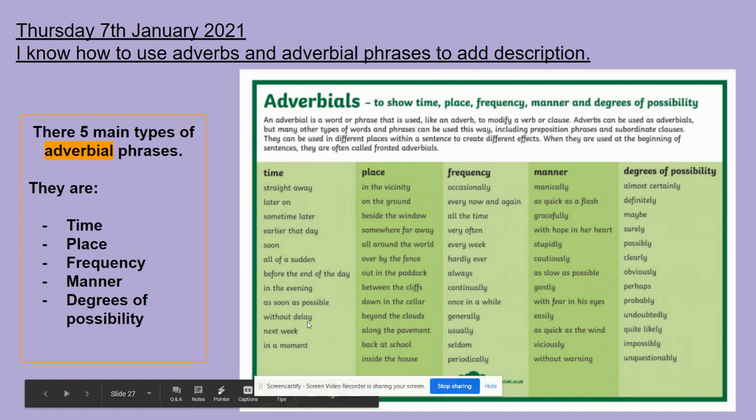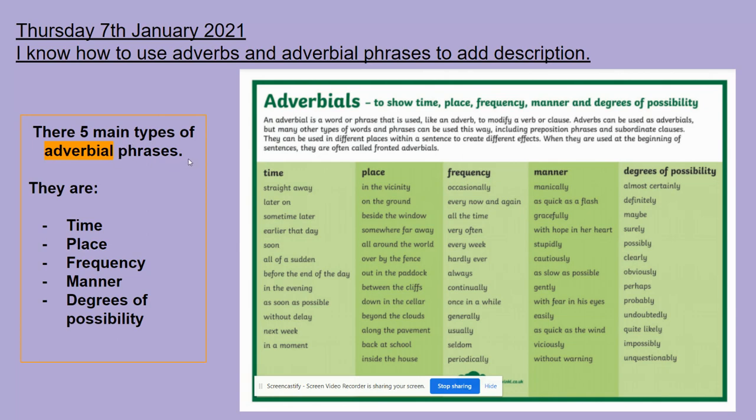So there are 5 main types of adverbial phrases. And again, don't panic. Phrases just means a group of words. Adverbs, they're describing the verb. So adverbial phrases is just a group of words that describe the verb.